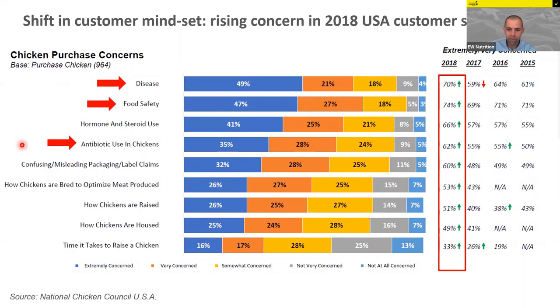This trend that was observed in the US can also be seen to some extent in other parts of the world. And the increased focus on food safety and reduced antibiotic use is a fact in many countries worldwide today.